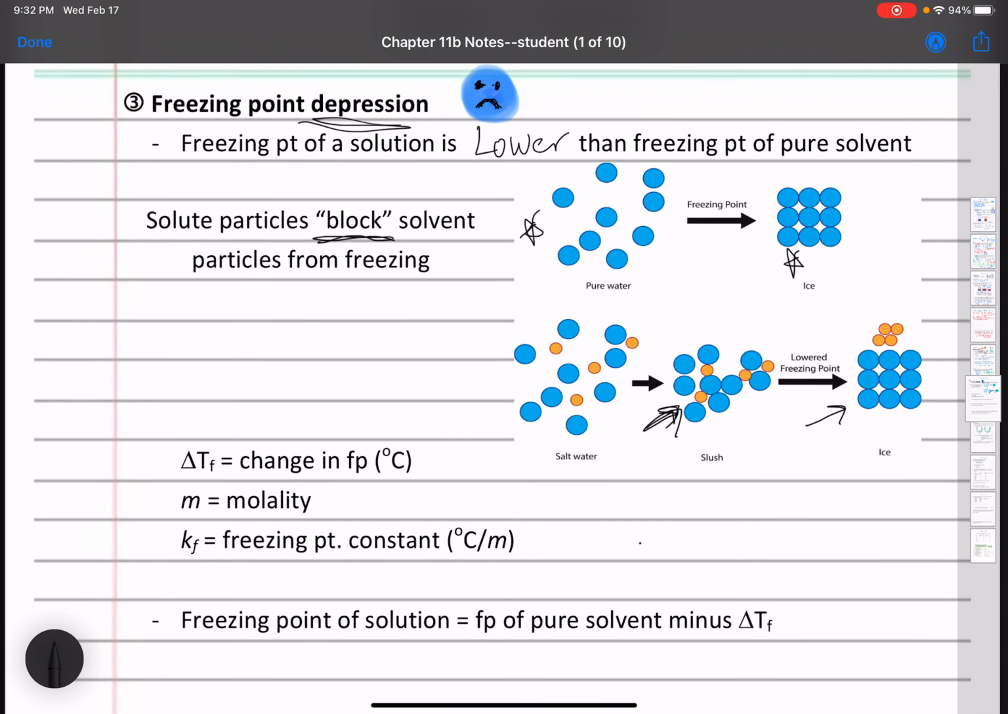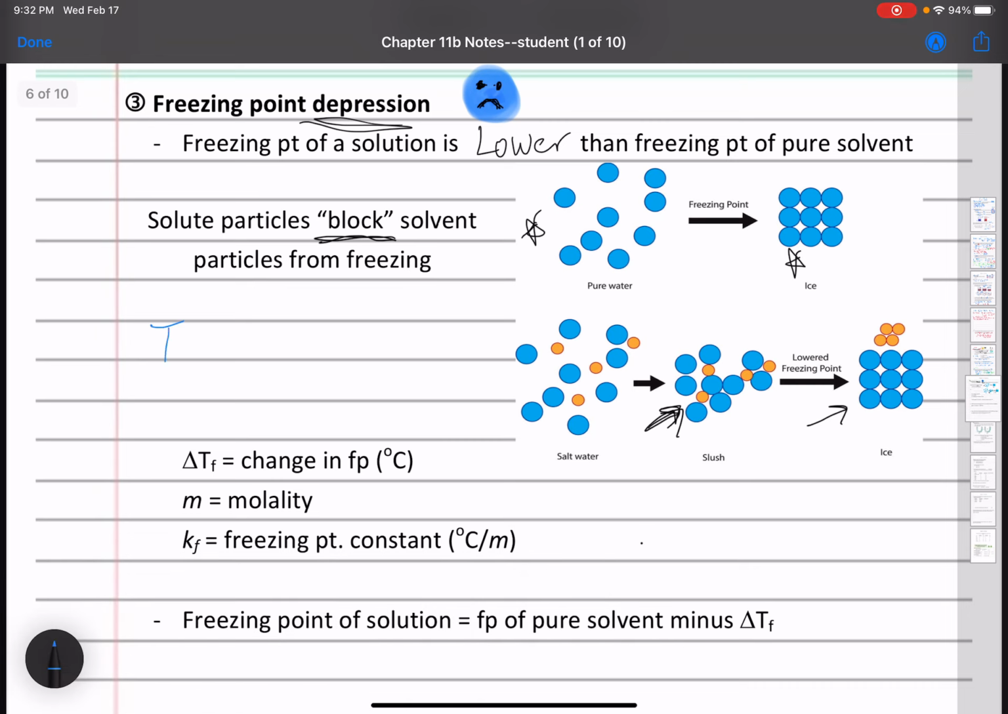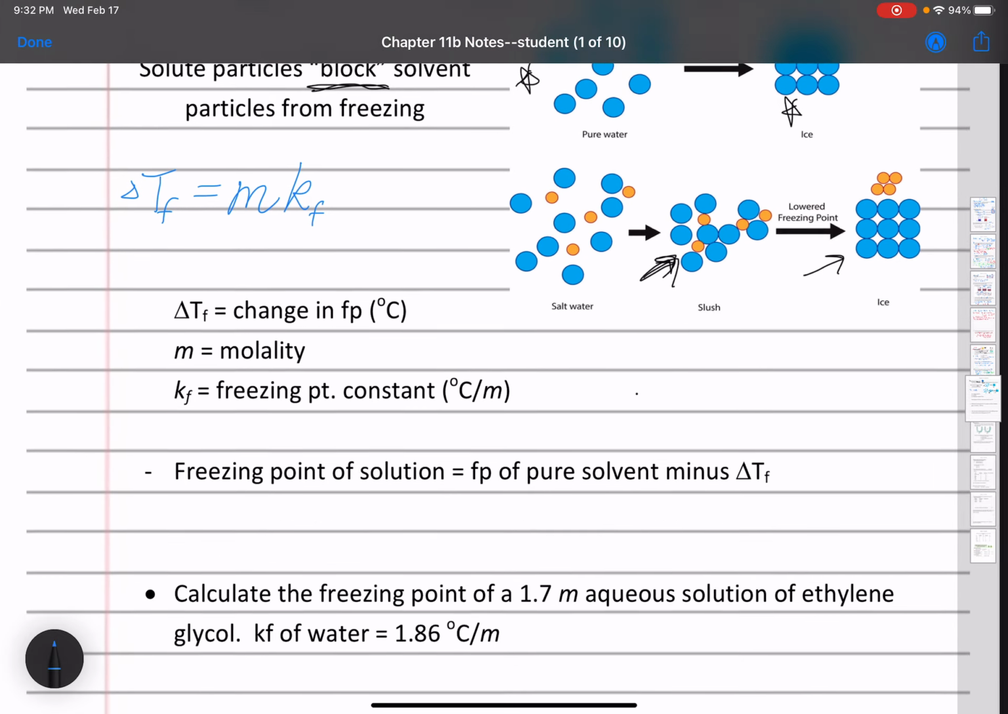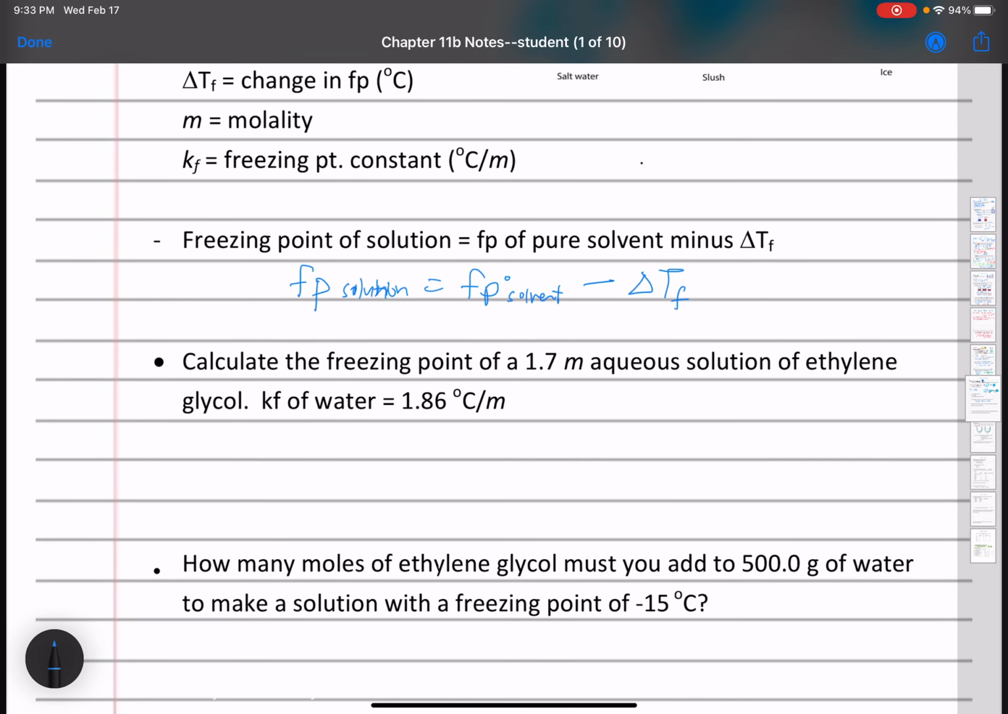So the equation to calculate freezing point depression is actually almost the same as for boiling point elevation. The change in freezing point, so we'll have a little f there, is equal to the molality times the freezing point constant of a substance. So since it's freezing point depression, we have to remember that the freezing point of a solution is going to be equal to the normal freezing point of the solvent minus that change in temperature. So for boiling point we add, and for freezing point we subtract.